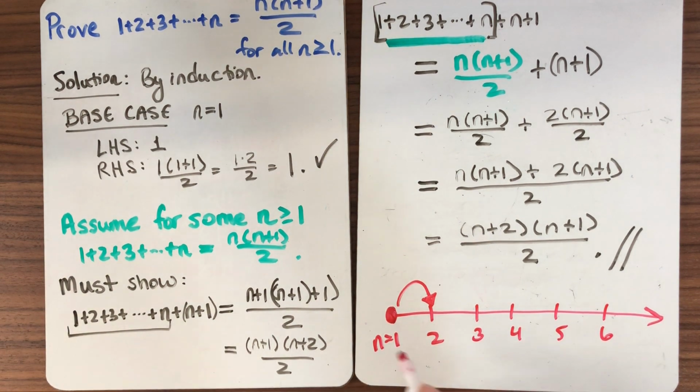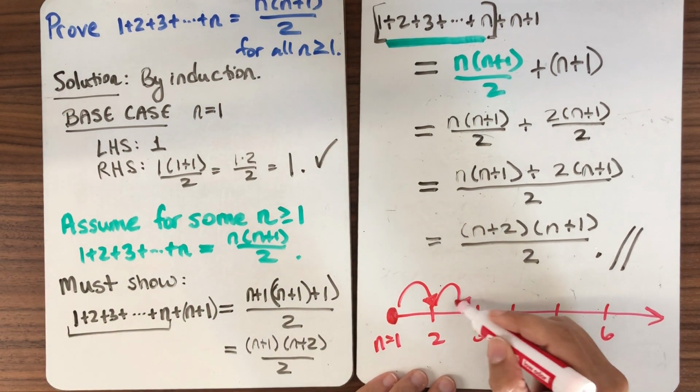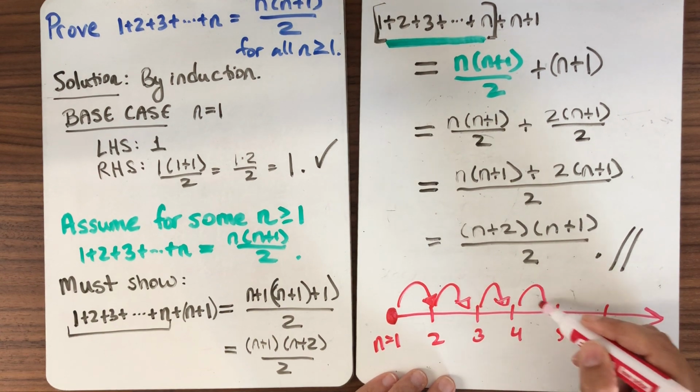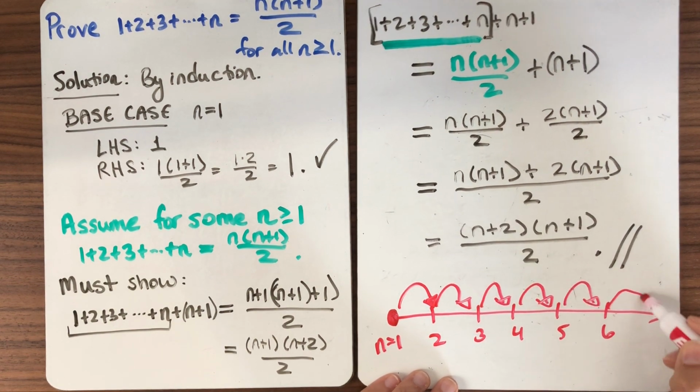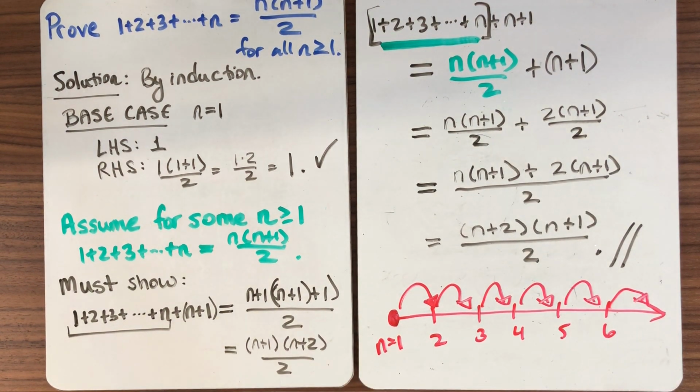Therefore, it's true for 2. And now I'm going to reuse my inductive case. If it's true for 2, then it's true for 3. If it's true for 3, then it's true for 4, and so on and so forth, and all the way down. So I've proved this statement for all n by mathematical induction.